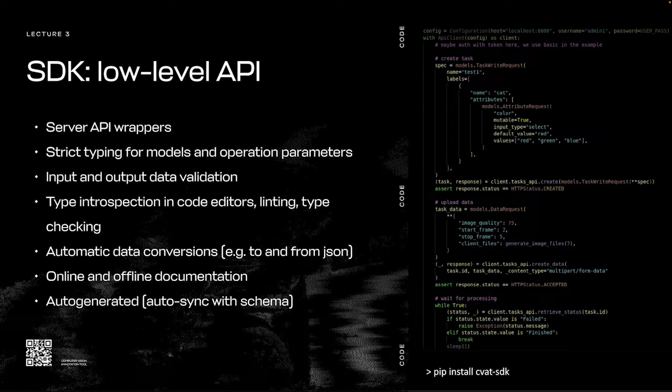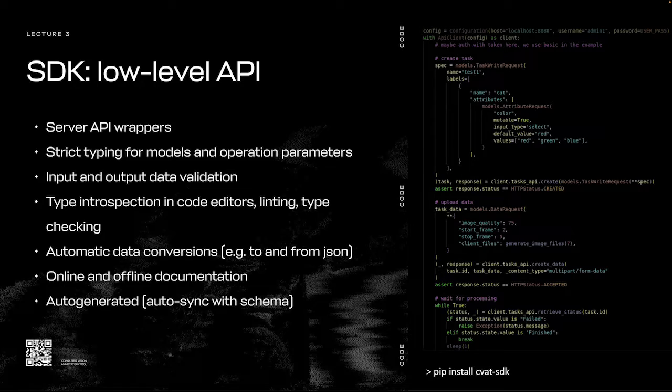Second, the Python SDK. We provide official PyPI packages you can install with the command pip install cvat-sdk. You can find that command at the bottom right. Earlier I mentioned that the wrappers add extra functionality for developers. For the low-level wrapper, some of that functionality includes strict typing for request and response data, input and output data validation, type introspection for code editors, automatic type conversions, for example, to and from JSON, and extensive documentation.